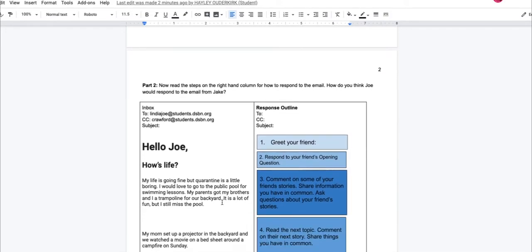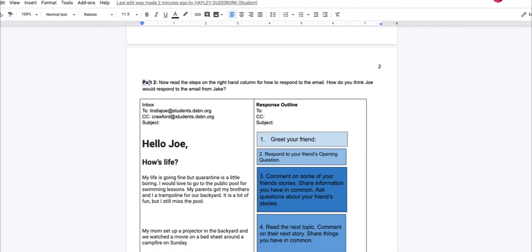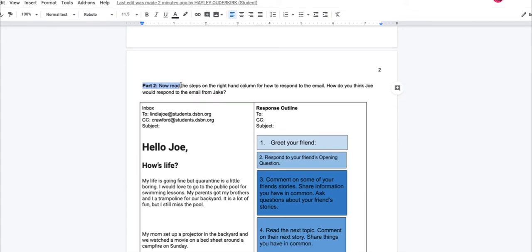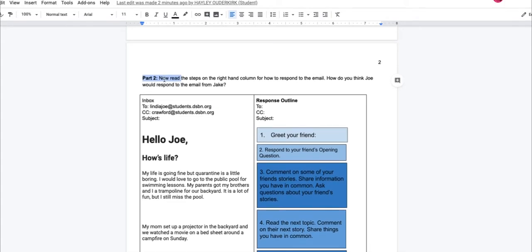And can you read the Part 2 instructions for me, Haley? Where is that? Part 2 right here on my screen. Can you see it? Now read. It's on page 2. Oh, page 2. Okay. Yep. Page 2 out of 5. It says Part 2, now read the steps on the right hand column for how to respond to the email. How do you think Joe would respond to the email from Jake?